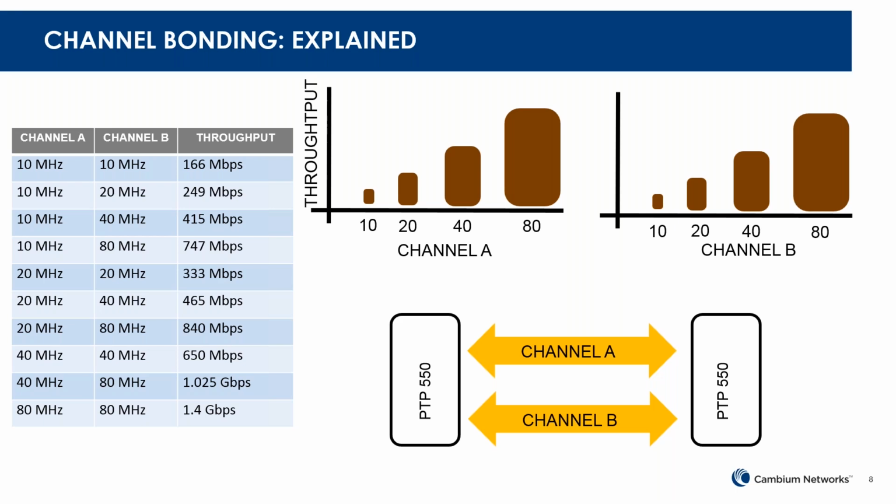Starting from the lowest, 10 megahertz channel size, you should be able to get 166 Mbps, and with all the combinations you can go up to 80 megahertz to provide 1.4 gigabits per second. So you can see it gives a wide variety of options for consumers to choose specific channel sizes they want based on their current RF conditions, or if RF conditions change over time, it should be able to do that.